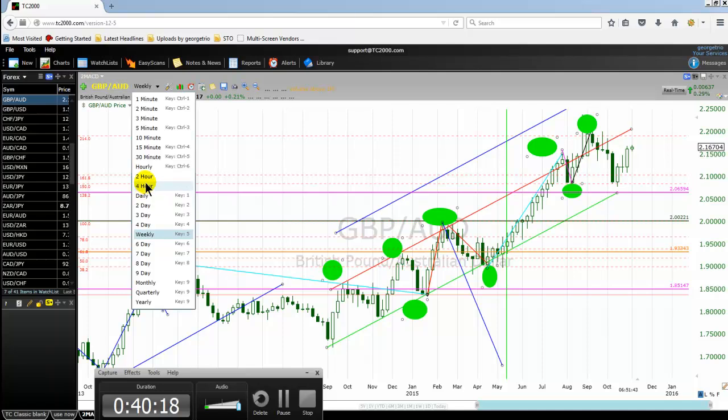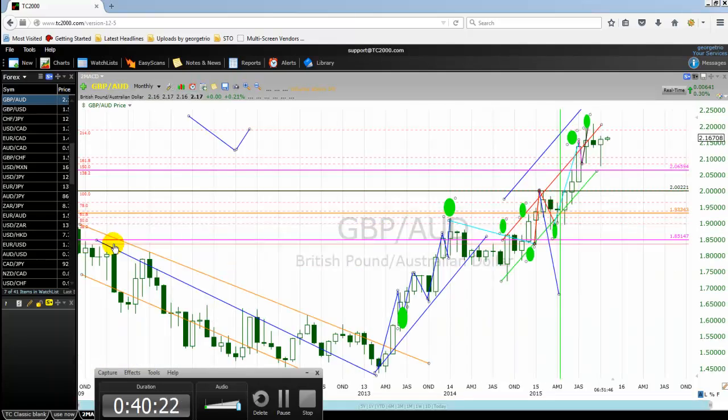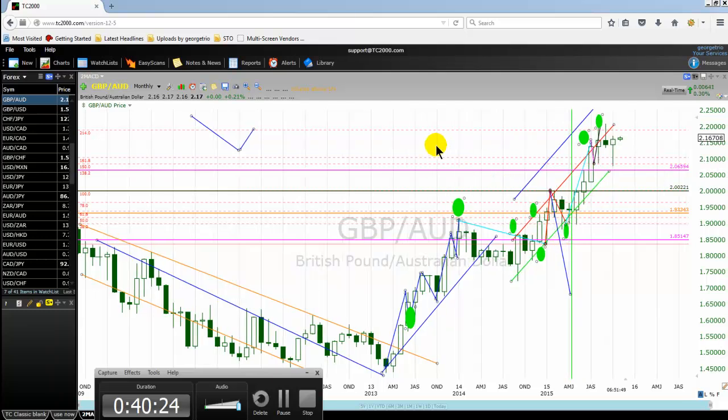Okay, I'm on the weekly chart. I'm going to go to the monthly chart because I want to draw. If you look carefully on my chart, let's move some line. This is my fifth wave from here to here. That's the black line here. You remember the black line?